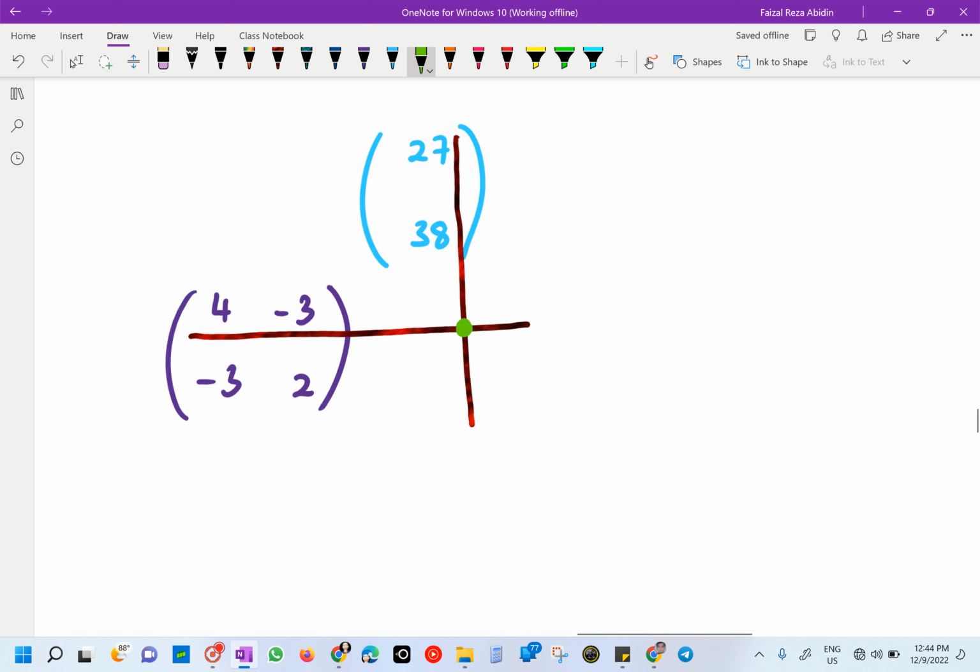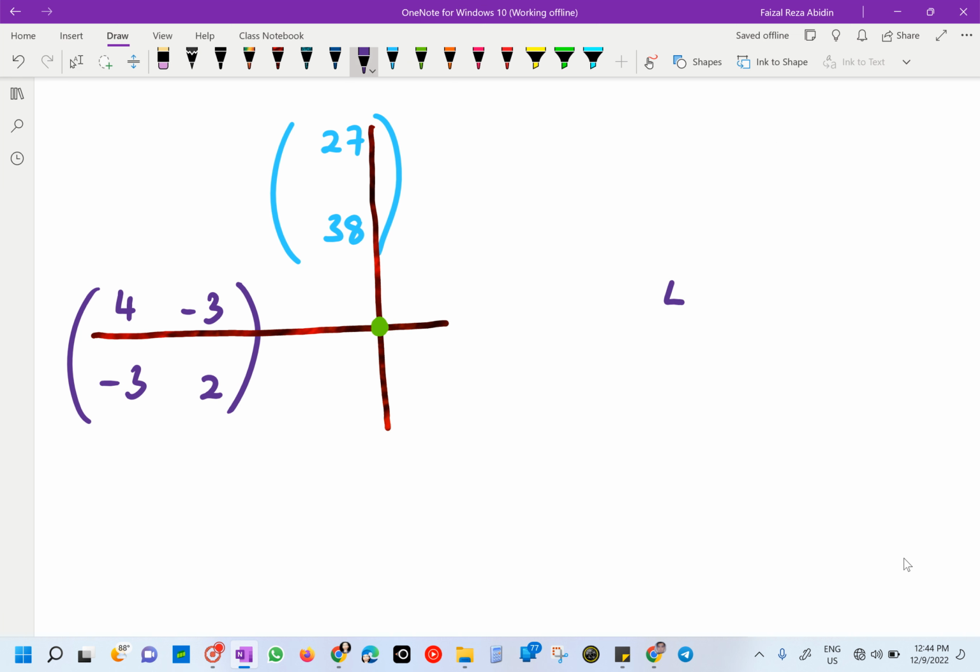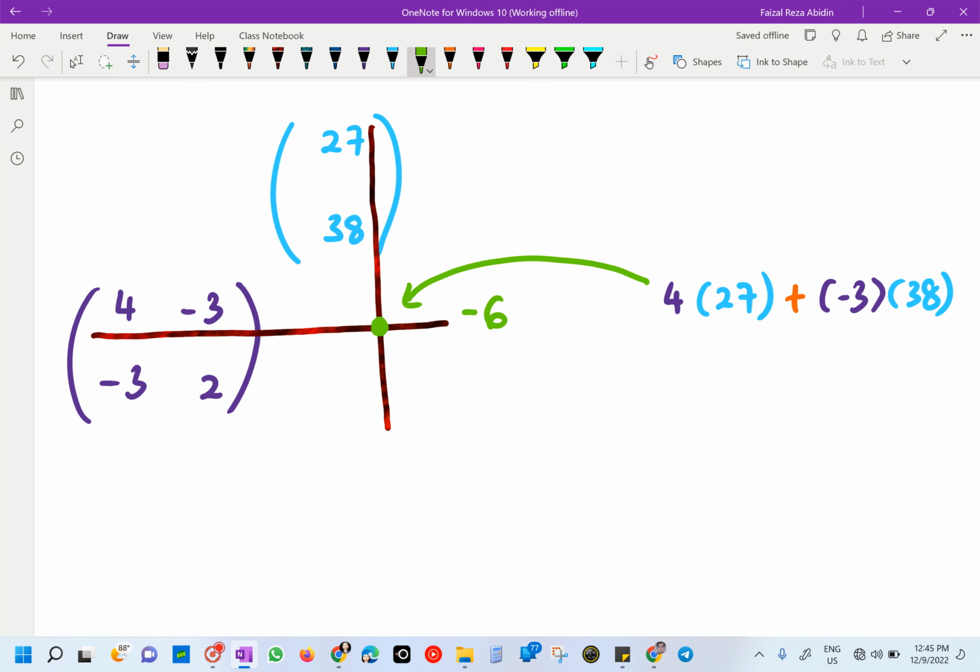So how are we going to get the first one over here? You are going to get 4 times 27, plus negative 3 times 38. You are going to get the first element here. What do you get? 108 minus 114, negative 6. Correct. Okay. The total is going to be negative 6 over here.